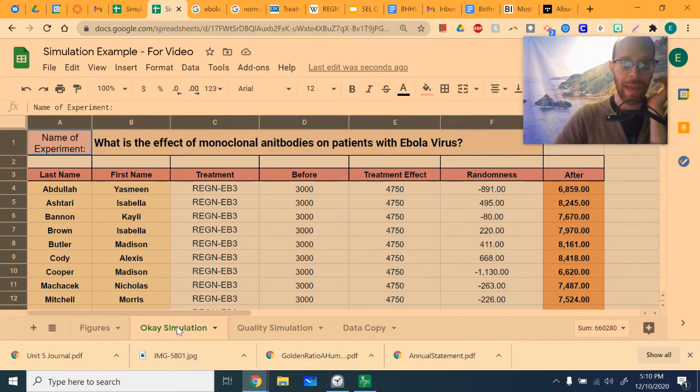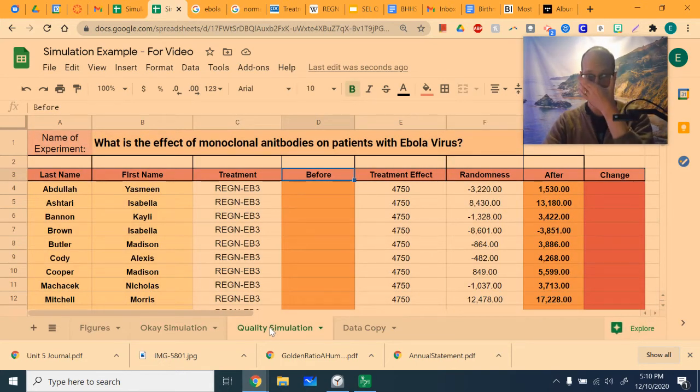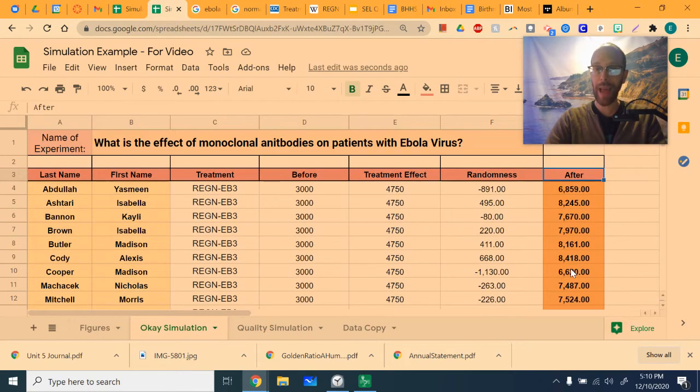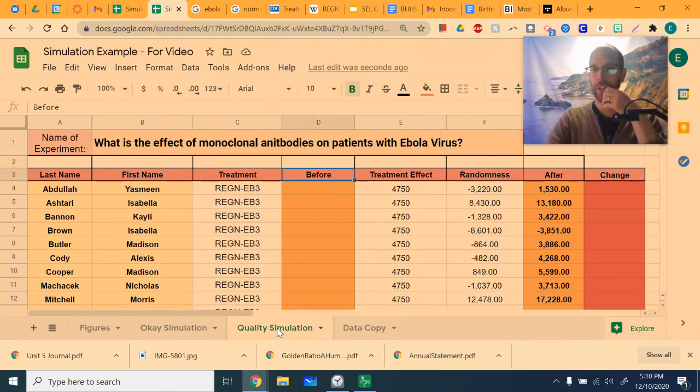All right, so with that in mind, let's move to the last piece, which is a quality simulation. Now, a quality simulation is going to do two things. In an OK simulation, we're just looking at the counts afterwards. That's all we're studying. In a quality simulation, you're going to look at the change. So you're going to see from before to after, how much did it change? That's the first thing that's different.